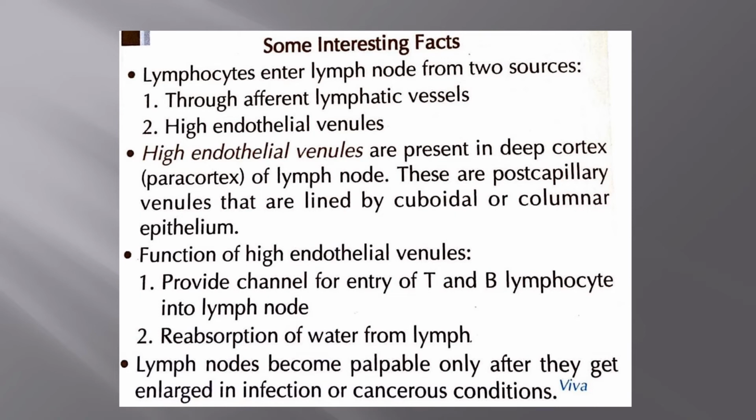Some interesting facts about the lymph node. Lymphocytes enter the lymph node from two sources: through efferent lymphatic vessels and through high endothelial venules. High endothelial venules are present in the deep cortex, that is the paracortex of the lymph node. These are post-capillary venules that are lined by cuboidal or columnar epithelium. Their function is to provide a channel for the entry of T and B lymphocytes into the lymph node and the reabsorption of water from lymph. Lymph nodes become palpable only after they get enlarged in infection or in some cancerous conditions.